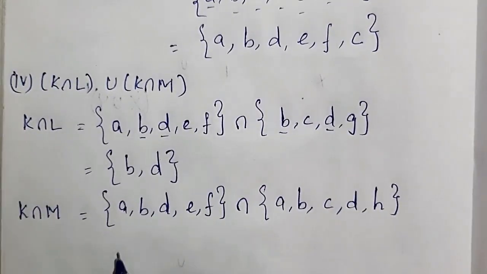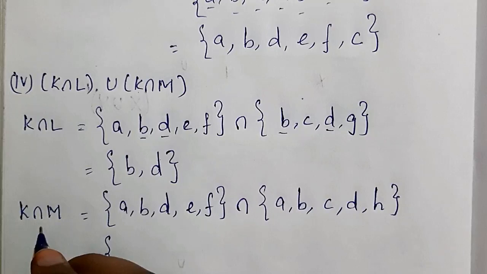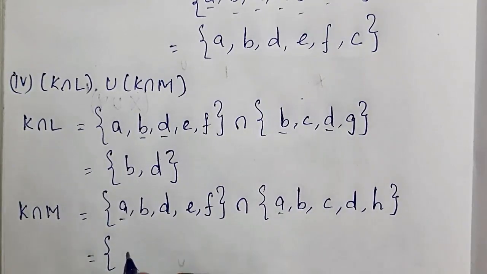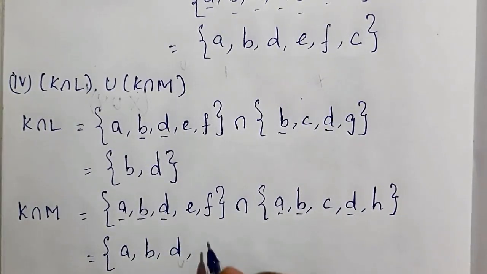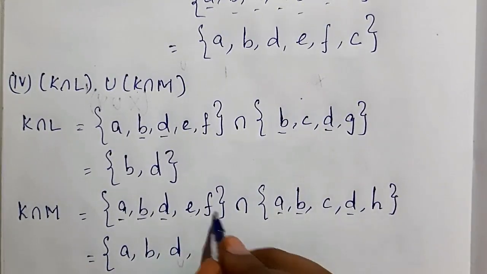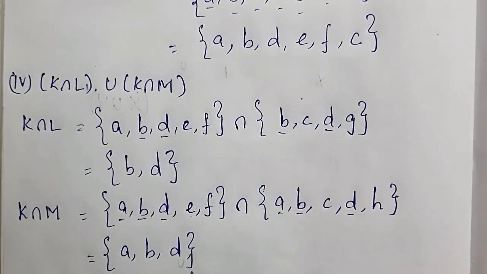Okay, write only the common elements because it is intersection. So A is common, B is common, D, then E is not there, F is not there. So only A, B, D are the common elements.